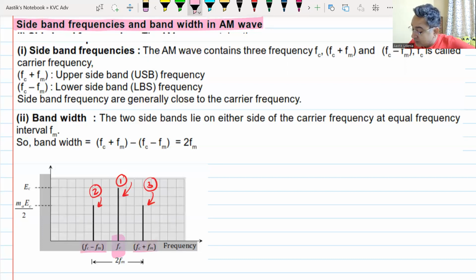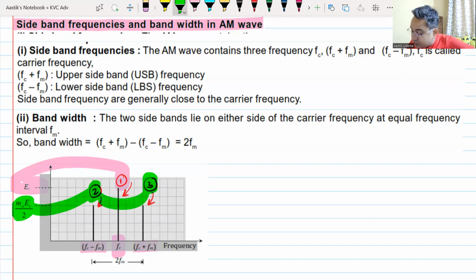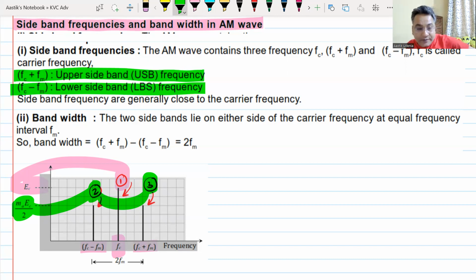Yes, sir. The first wave has an amplitude of E_C, and the second and the third waves have the amplitude of M_A into E_C by 2. Do we see this here in the graph? Yes, sir. F_C plus F_M is known as the upper sideband. F_C minus F_M is known as the lower sideband.